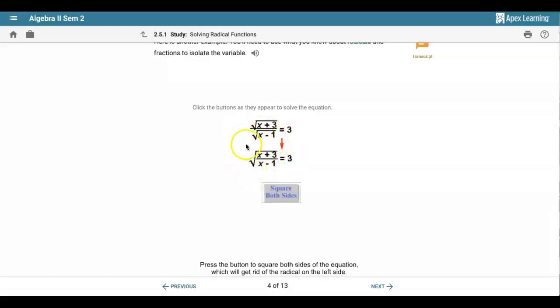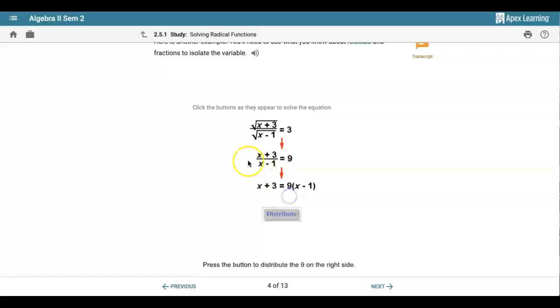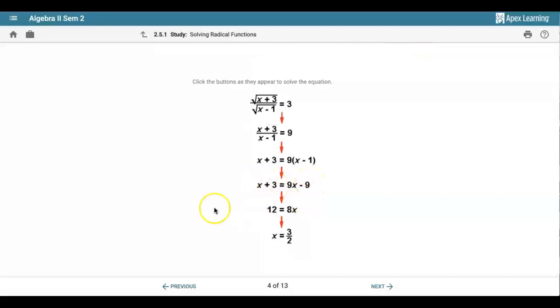Now that they're under one radical symbol, the radical is isolated by itself, so I can square both sides, and I'm left with this here. In order to get x minus 1 on the other side, I'm going to multiply both sides by x minus 1. Then I'll distribute that 9, and then I can simplify here, getting x on one side and all the constants on the other. Then dividing out, I'm left with x equals 3 halves. So again, just using the properties at our disposal and then following through the same processes we've been doing for a while now.